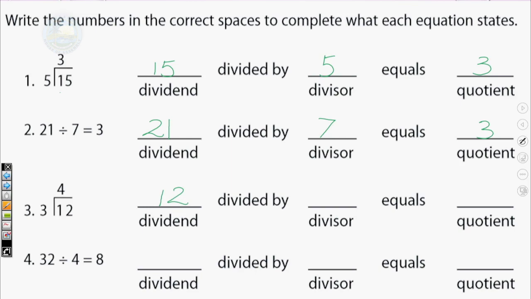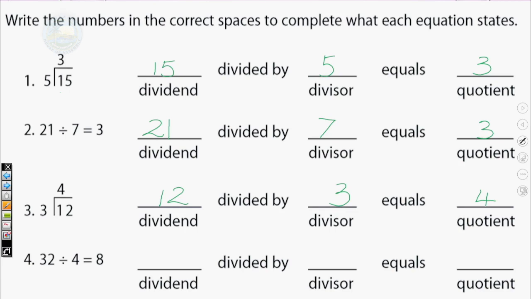Your divisor will be 3 because that's a number that 12 is being divided by. If you got 3, yes. And your quotient, which is on top here, will be 4. And remember, quotient is your answer.